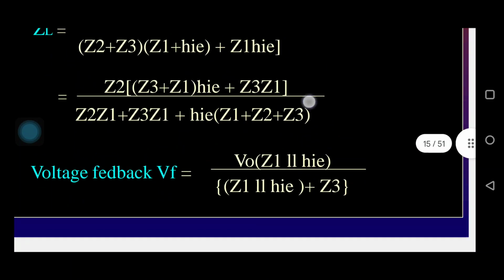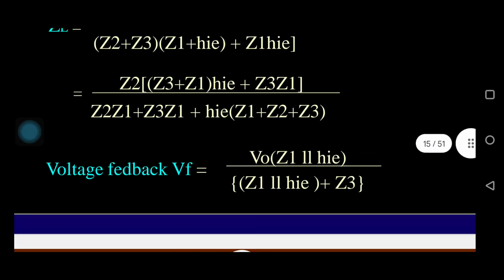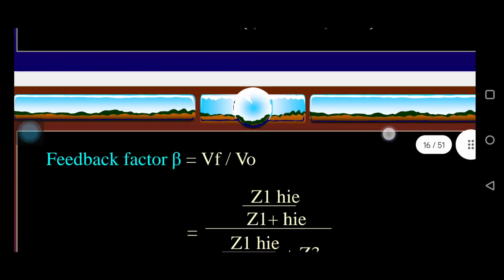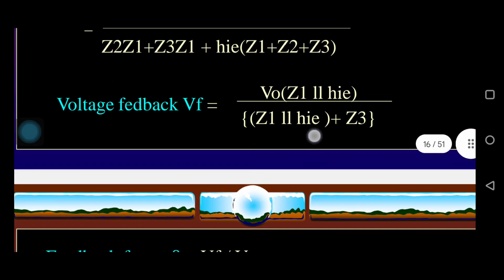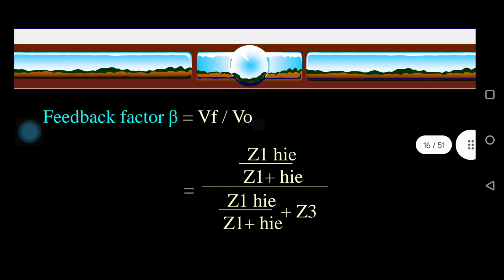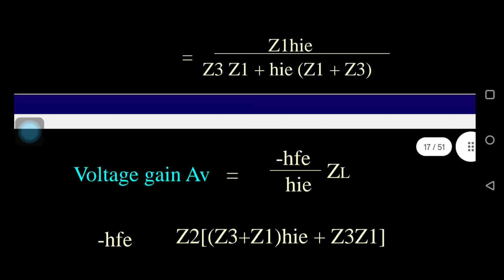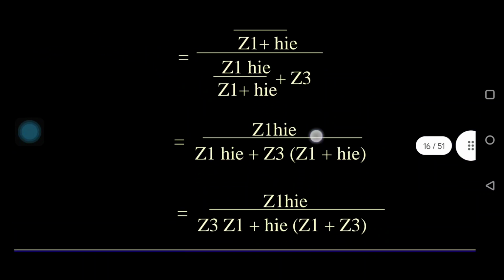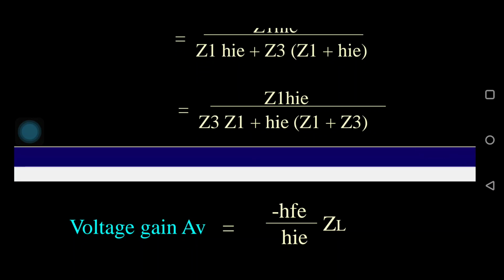Now we can write the voltage feedback Vf with the help of this diagram. Vf can be given as V0 into Z1 parallel with hie, by Z1 parallel with hie plus Z3. Now the beta is called the feedback factor or feedback ratio. The formula is beta equal to Vf by V0. Now I am going to substitute the Vf value here, and the V0 in numerator and denominator cancel each other. After simplification I can get the beta value equal to Z1 hie by Z3 into Z1 plus hie, into Z1 plus Z3.